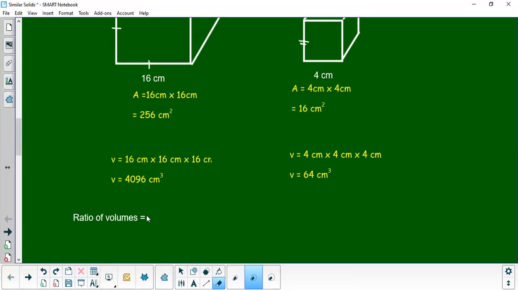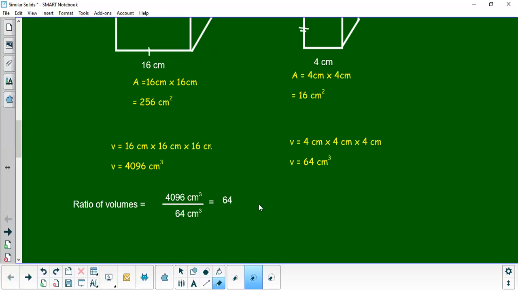Now let's take the ratio of volumes and see what we get. So the ratio of volumes will be the big one over the small one again, keep the same thing. 4,096 over 64, and that's 64. So the ratio of volumes is 64. Let's just review everything now. So we have 3 different ratios. And this one will be called a 3D ratio, because we're comparing cubic units, we're comparing volumes. That's 3 dimensions: length, width, and height.